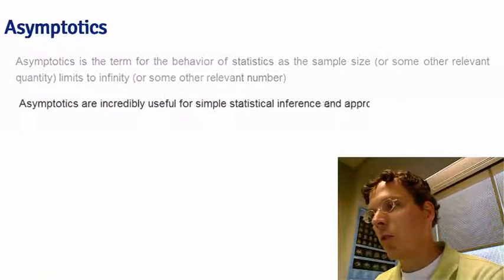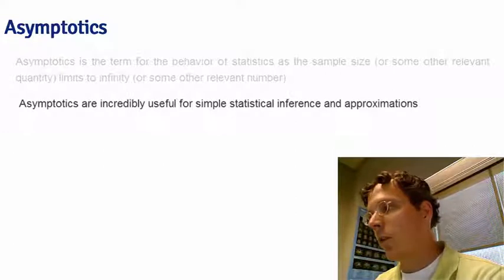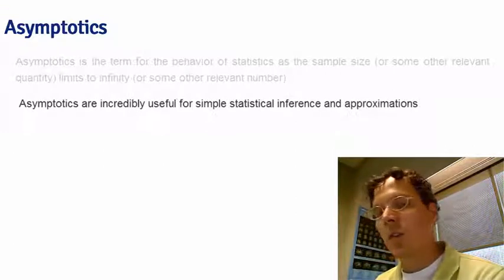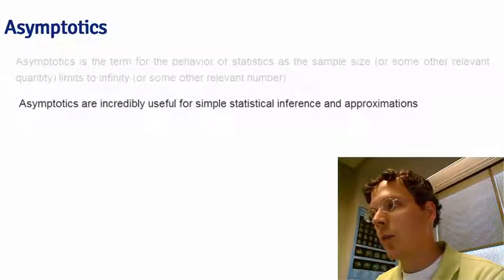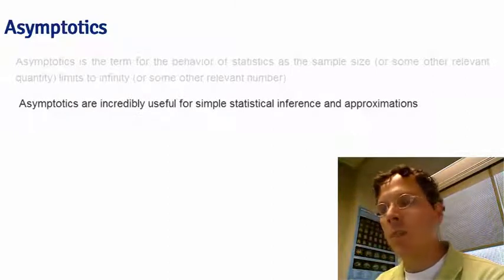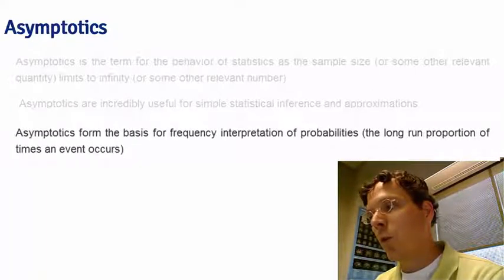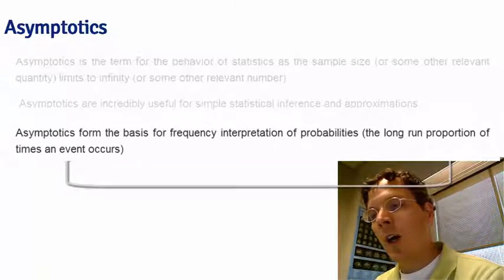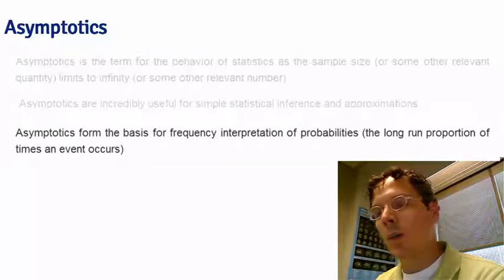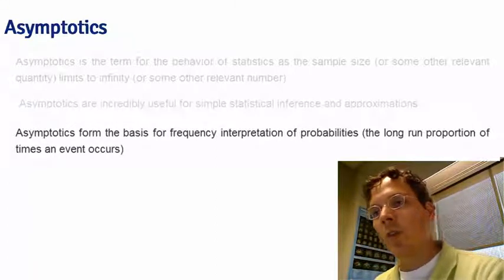So asymptotics are incredibly useful for simple statistical inference and approximations. Asymptotics are like a little Swiss Army knife that you can pull out to investigate the statistical properties of many statistics without having to do much computing. Asymptotics also form the basis for the frequency interpretation of probabilities. For example, everyone kind of intuitively knows that if you flip a coin and take the proportion of heads, that should limit to 0.5 for a fair coin. That property is the so-called law of large numbers that we'll explore here in a minute.